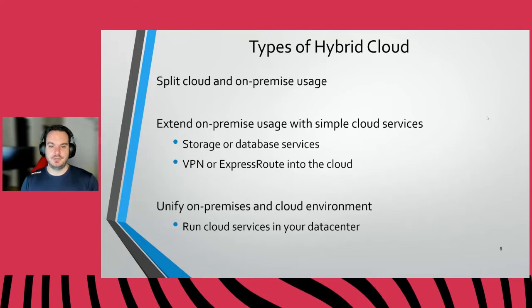And the last one, which is a real hybrid cloud connection, is that you connect them or you combine them. For example, you could have your on-premise infrastructure, but you run cloud services in your own data center. And I'm going to explain later to you how this could work.